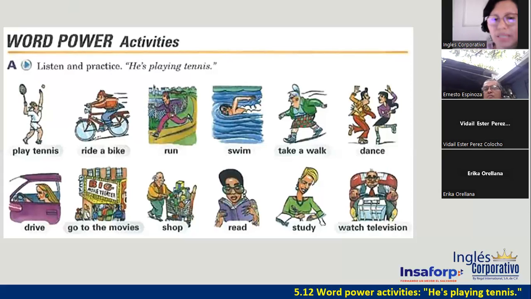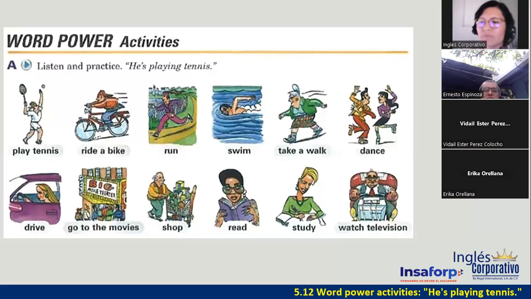Aquí tenemos, por ejemplo, play tennis, ¿verdad? Y con present continuous nos quedaría he's playing tennis, ¿ok? What about the rest? ¿Qué tal la siguiente? ¿Cómo nos quedaría ride a bike con present continuous? ¿Cómo nos quedaría, chicos, esa oración? She's riding a bike. Riding. Muy bien, excelente.